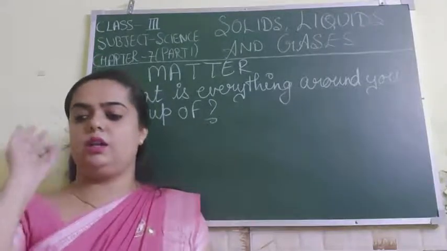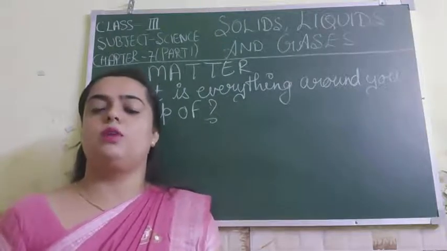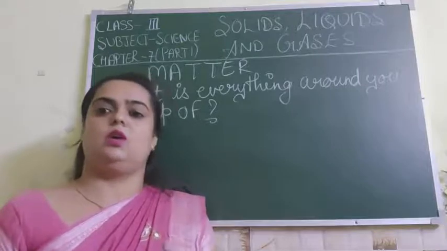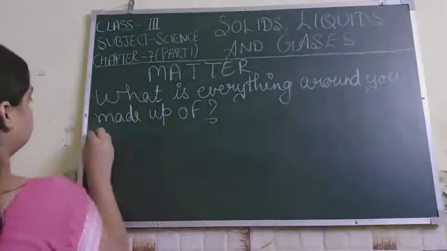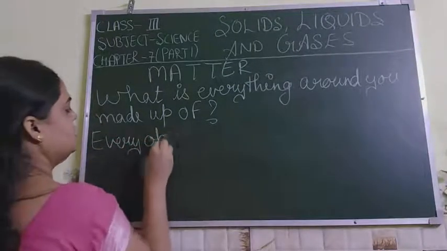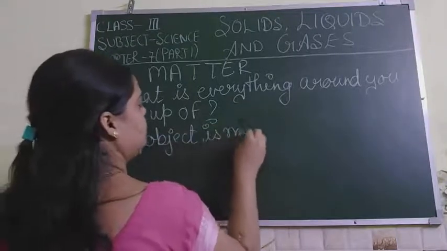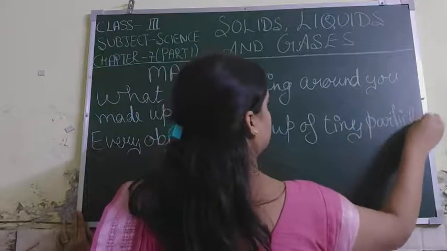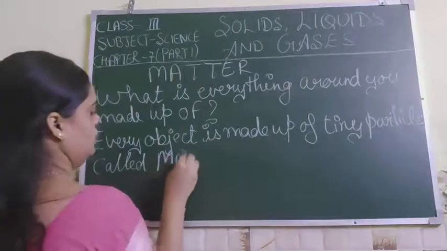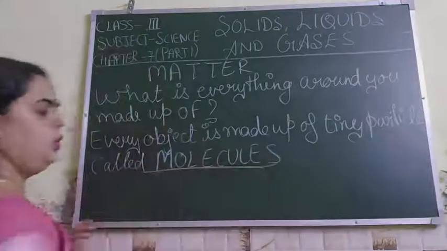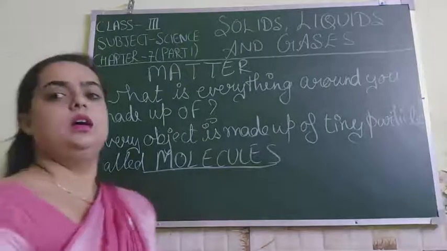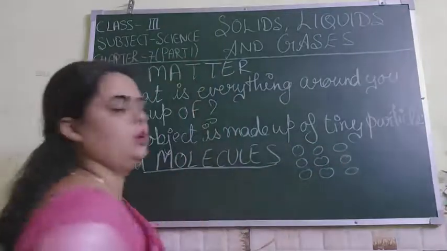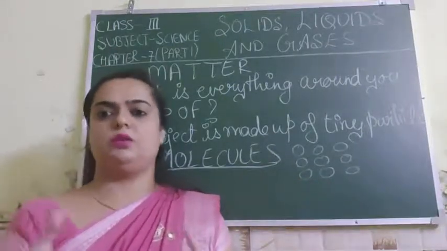Children, every single object around you is made up of tiny particles. Okay, tiny ball-like particles, and those particles are called molecules. Every object is made up of tiny particles called molecules. Okay, molecules are ball-like structures. They are small round balls. Okay, these are molecules. Molecules collectively together form matter.